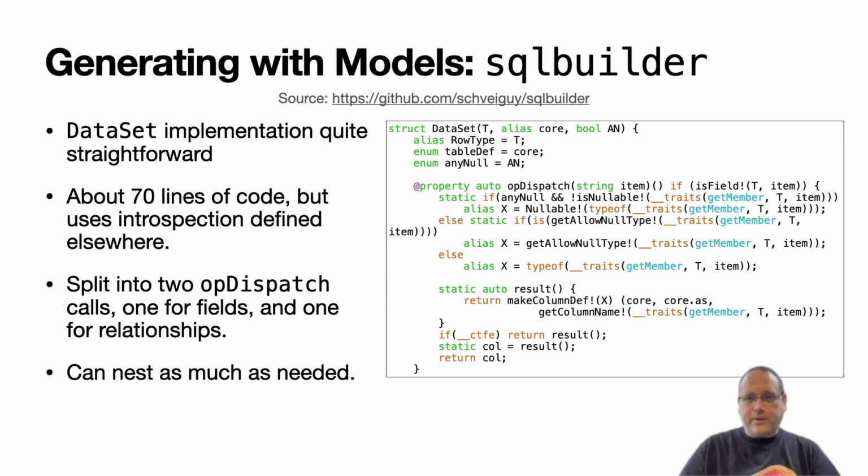Now, I just want to show you a little bit about the dataset implementation. It's really straightforward. It's about 70 lines of code, give or take. There's a lot of comments in there and some other stuff. But it's basically split into two opt dispatch calls. One for fields, that says, if I introspect that row, is that a field name? And then one that says, is it a relation name? And we can nest as much as needed. So I can go author.books.author.books, and it will know, okay, I'm going to add all those joins to get to that piece.